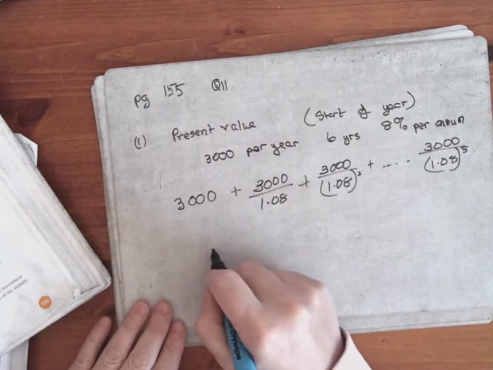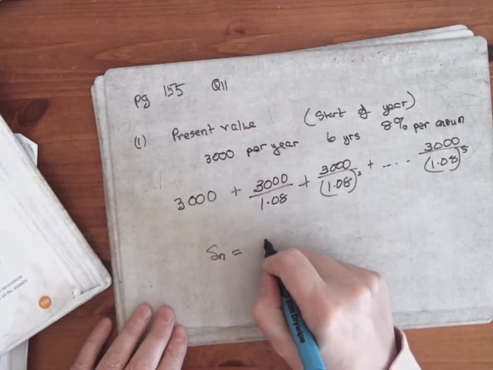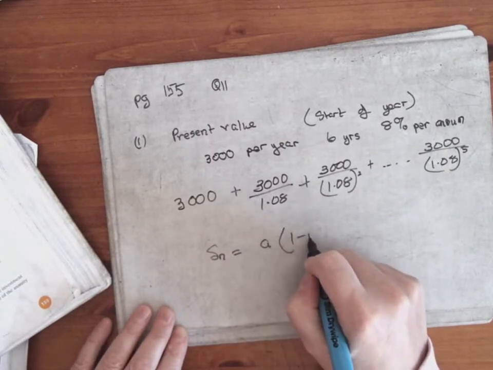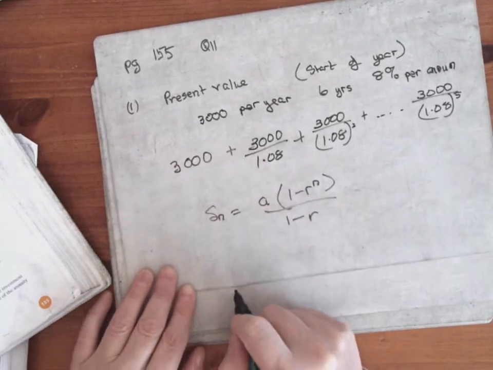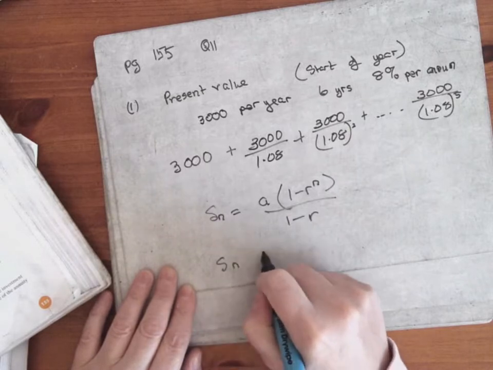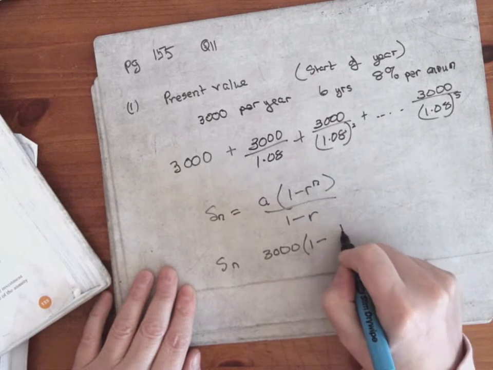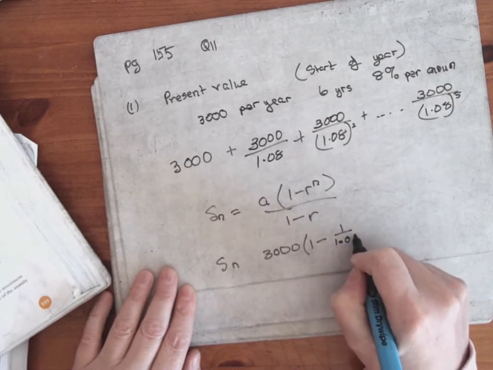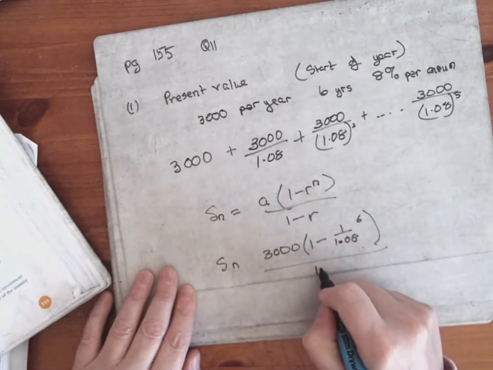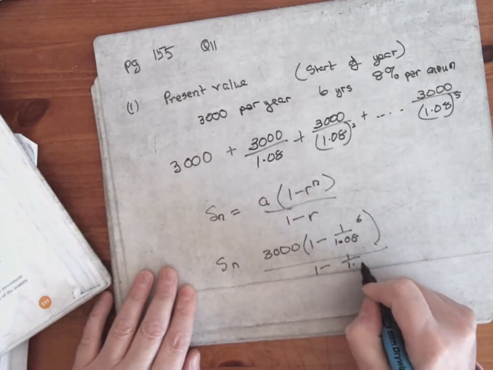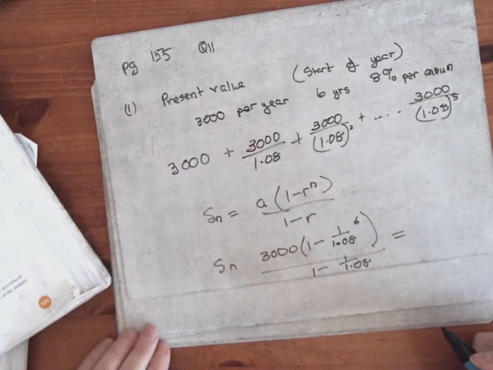Okay, so you want S_n. So you want to know how much that is worth right now. Okay, so S_n is a times 1 minus r to the power of n all over 1 minus r. So that would be a is 3,000, 1 minus r is 1 over 1.08 to the power of 6, because it's 6 years, all over 1 minus 1 over 1.08. Okay, and into the calculator with that, and you get whatever you get.